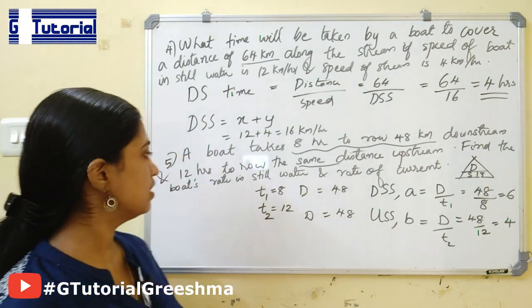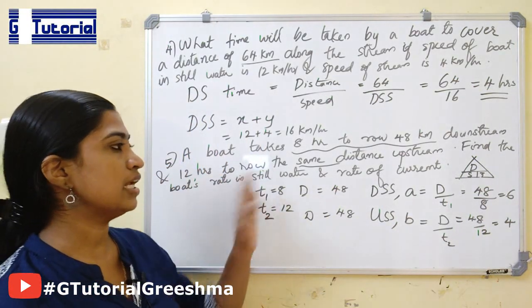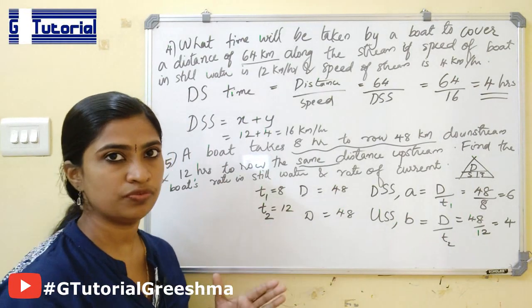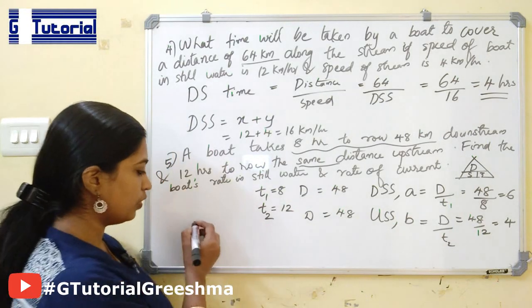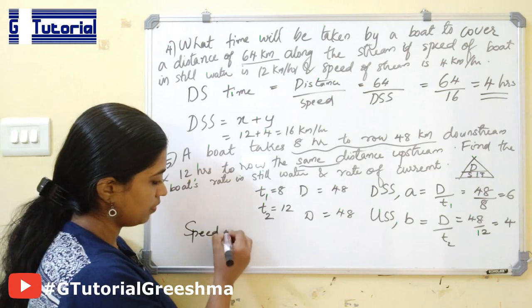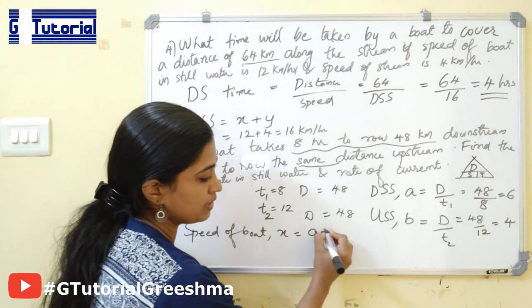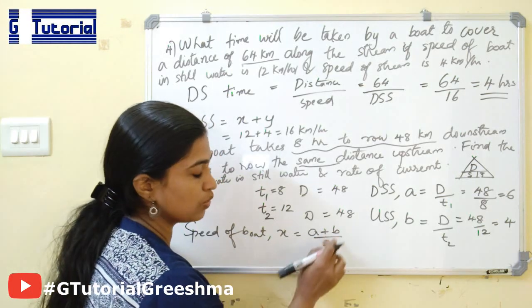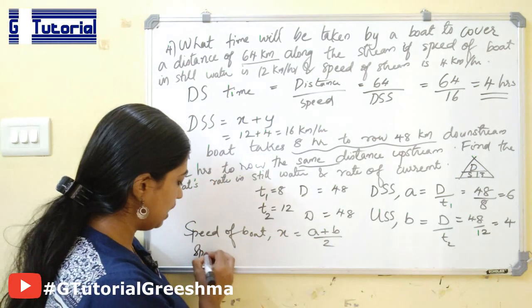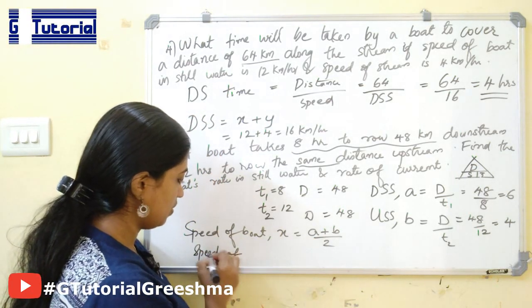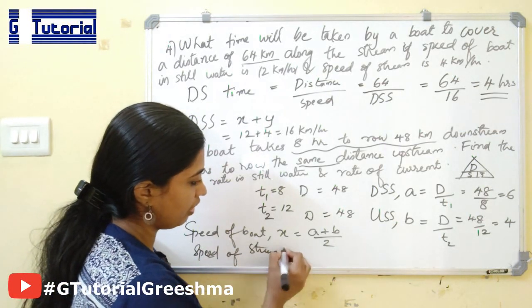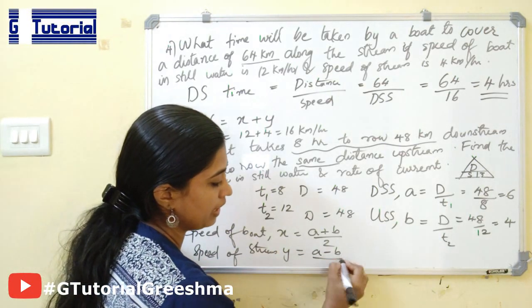Now what is asked? Boat's rate in still water. What is the rate of boat or speed of boat? Speed of boat is X. X is (A plus B) by 2, upstream speed plus downstream speed by 2, and speed of stream is Y, which is (A minus B) by 2.